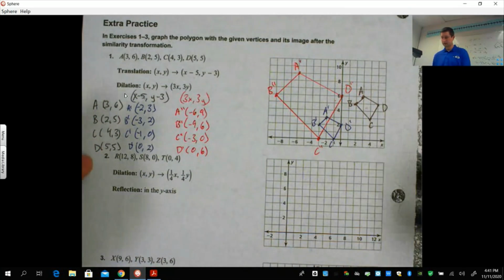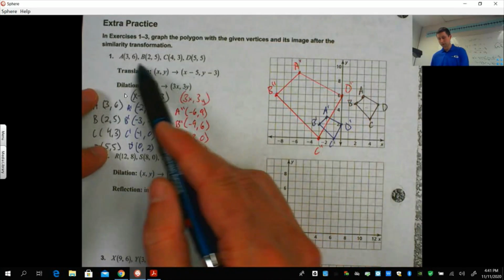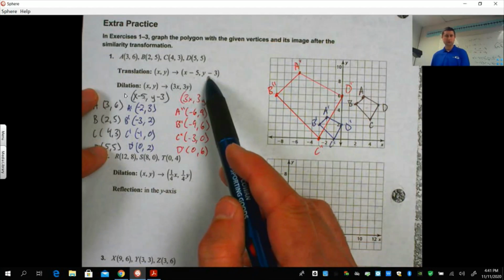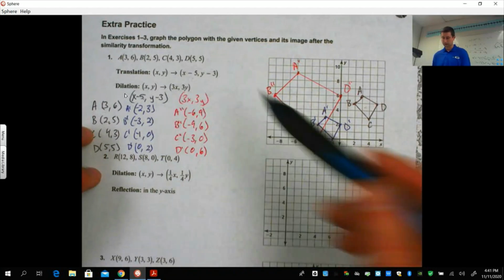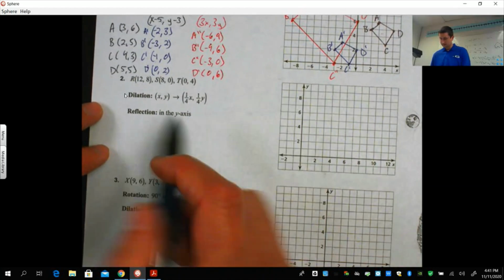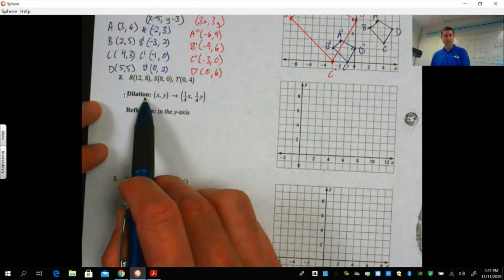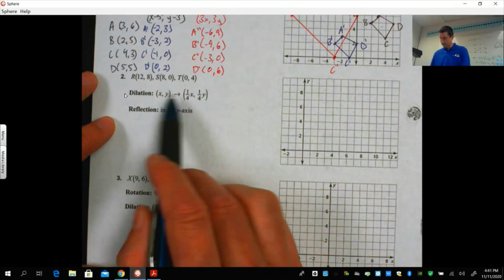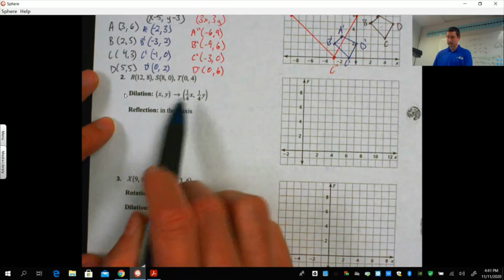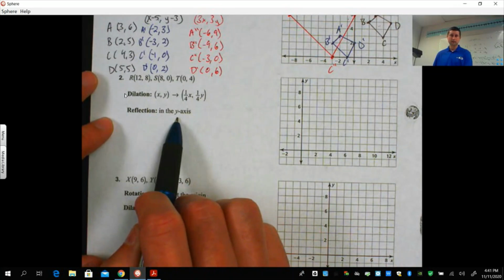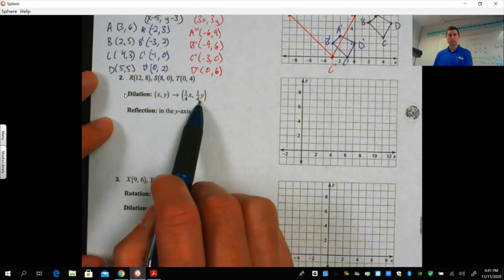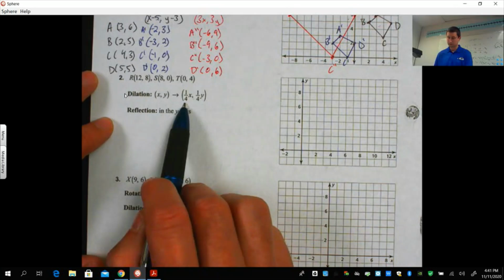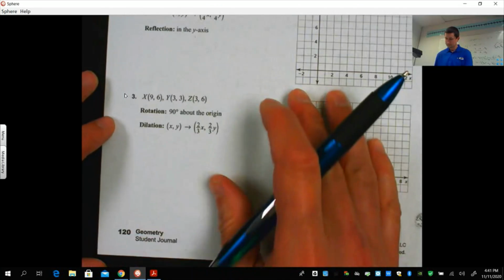What's going on with that is you just do the first transformation, you take those answers, and do the second transformation. So number 2, you're doing a dilation first. I think we'll skip 2 and maybe we'll try number 3. You're doing a dilation first, and then you're reflecting it in the y-axis. This dilation would be a reduction, because you're multiplying by 1/4.